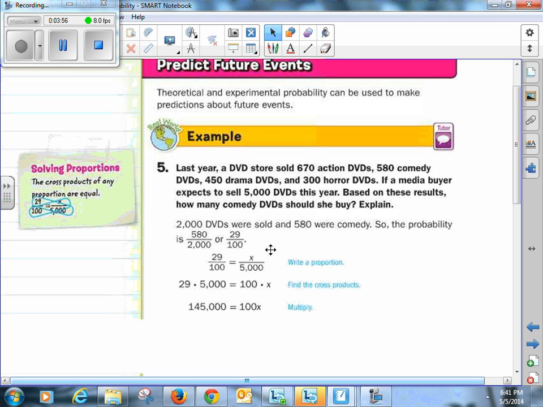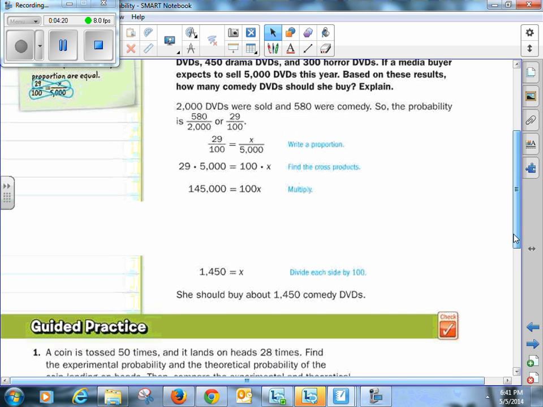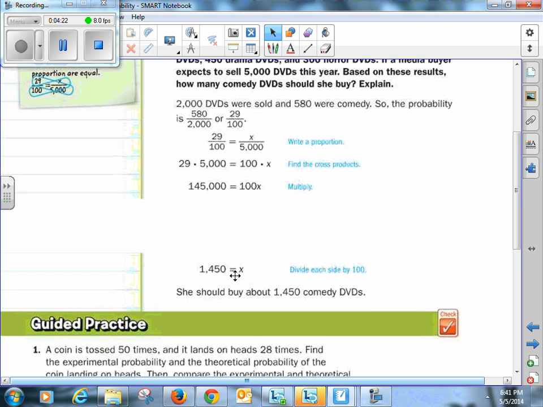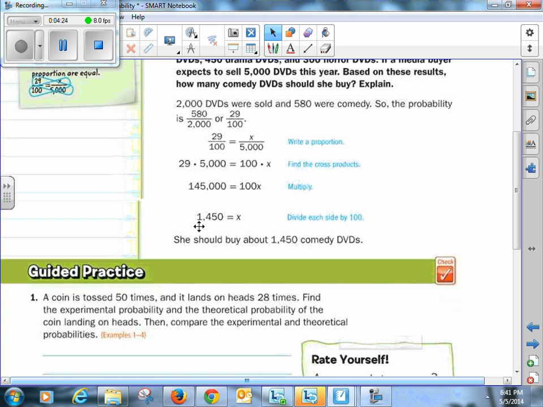Well, if you go up here and look, there were 2,000 DVDs sold, and 580 of them were comedy. So the probability is 580 over 2,000, or 29 over 100. So if 29 over 100 was the experimental probability, then you equal that to x over 5,000, set up a proportion. So after you solve that, you see that he should order 1,450 comedies.